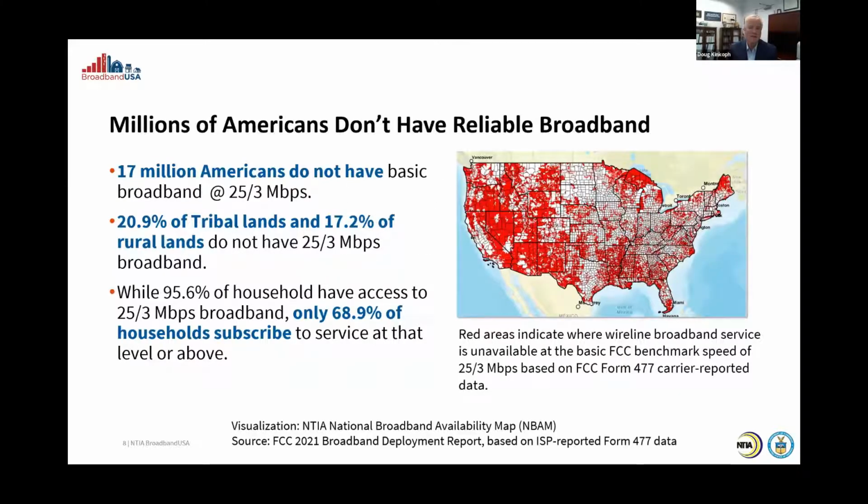These next two slides have maps that I believe highlight two distinct broadband problems that America is facing: infrastructure and digital inclusion. This map, the red areas reflect the areas of the country where broadband service is unavailable at the basic FCC benchmark speed of 25/3.